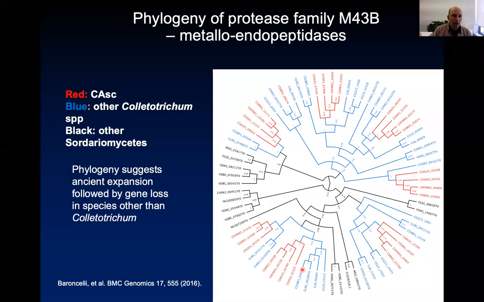And again, we find the same thing with the protease families. This is the M43B metalloendopeptidase family. If you look at the different clades, most of the clades contain members of the Acutatum and Gloeosporioides species complexes, but many of these clades have been lost in the other members of Colletotrichum and all of the other non-Colletotrichum species that we have. So again, this also suggests that there was an ancient expansion followed by gene loss.